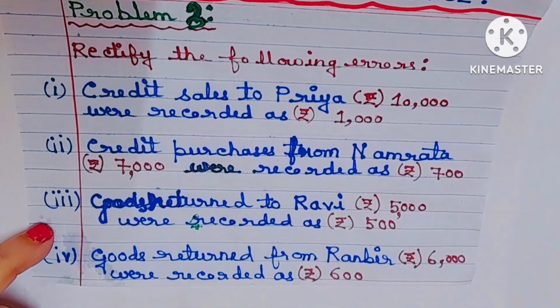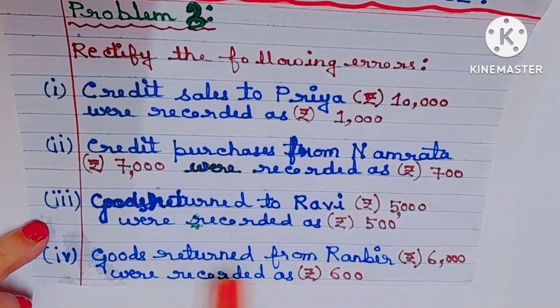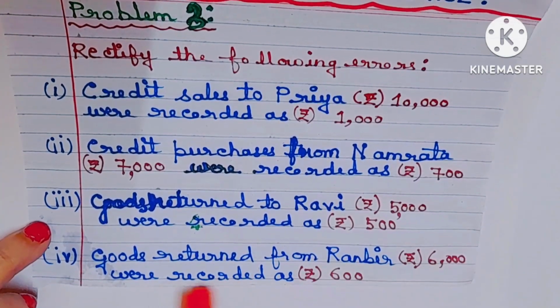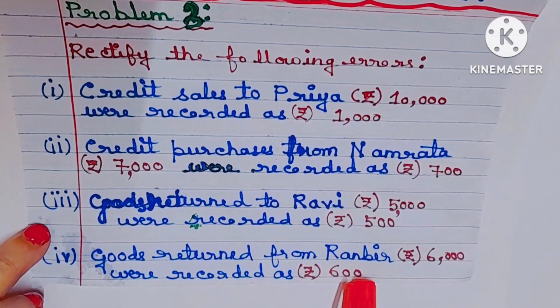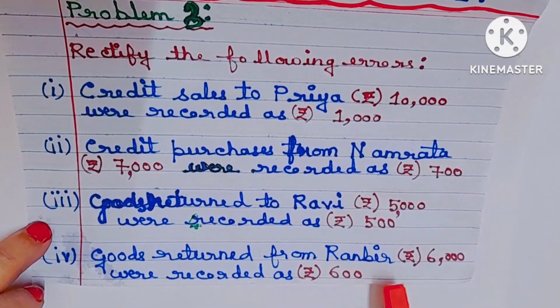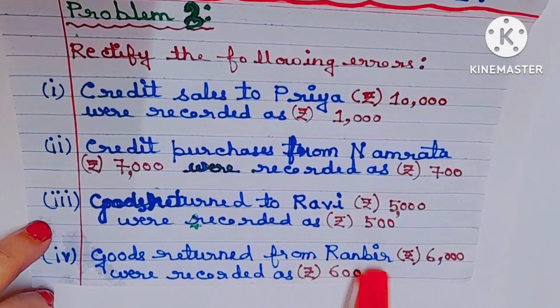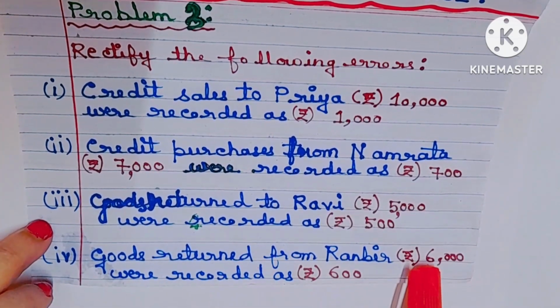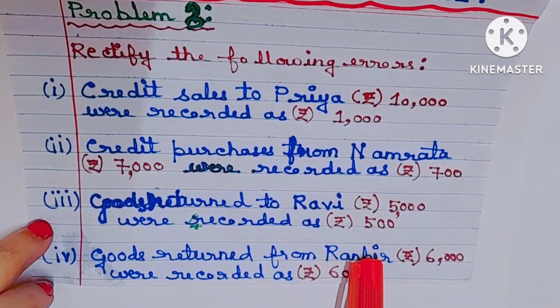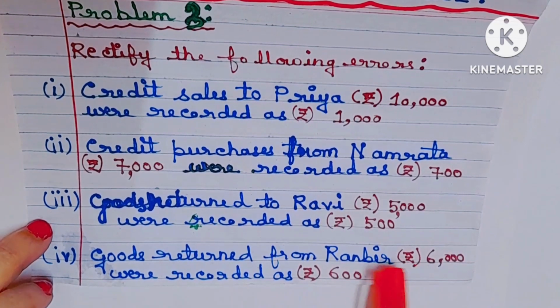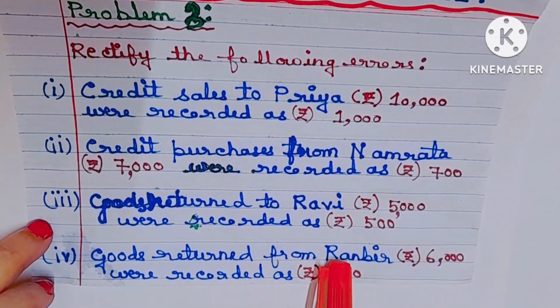So the last transaction, goods returned from Ranbir rupees 6,000. This is the correct part. Were recorded as rupees 600. That means the amount was recorded less. So what is the correct journal entry? Goods returned from Ranbir rupees 6,000 till here. This is the correct part. So what will be the correct entry? The correct entry will be sales returns account debit rupees 6,000 to Ranbir account rupees 6,000.